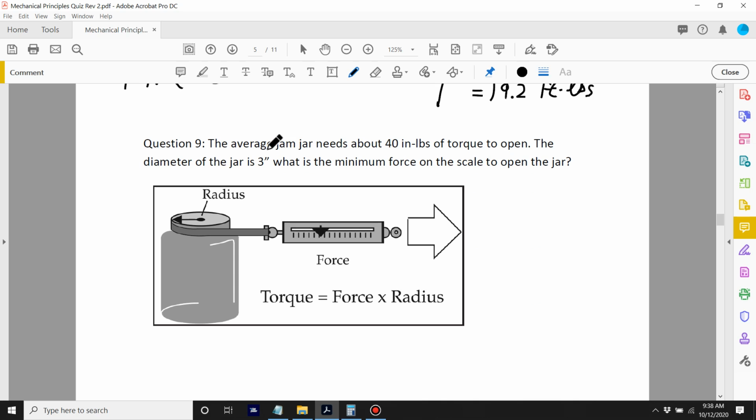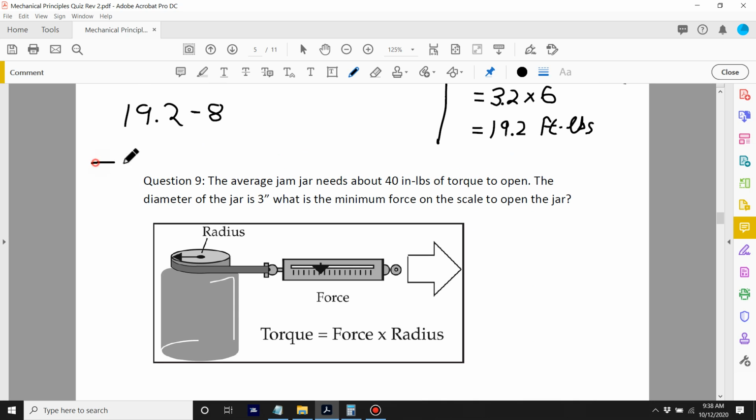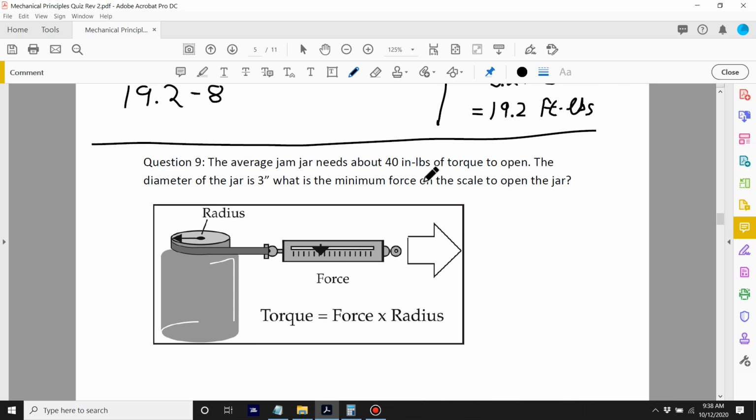Now, let's have a look at question number 9. The average jam jar needs about 40 inch-pounds of torque to open. That's what it says. I found that on the internet. The diameter of the jar is 3 inches. What is the minimum force on the scale to open the jar? If I pull this scale, what is the minimum force that'll open this up?